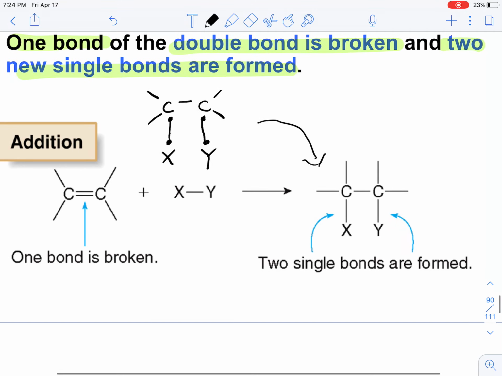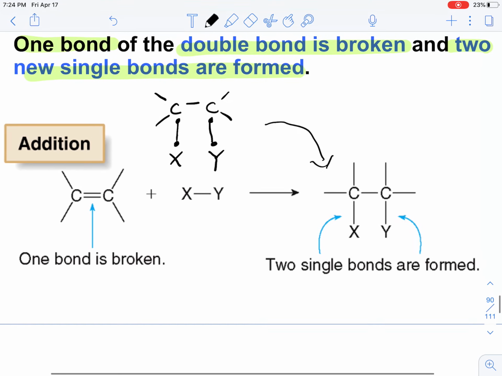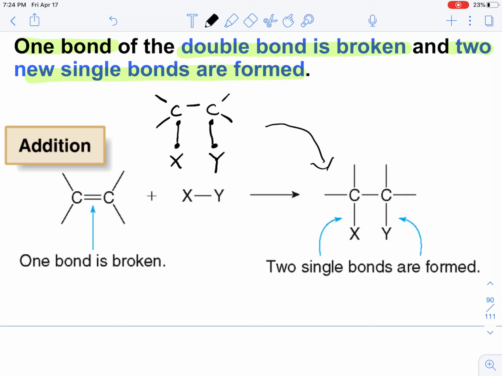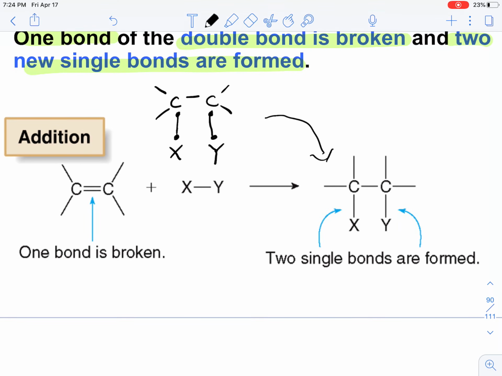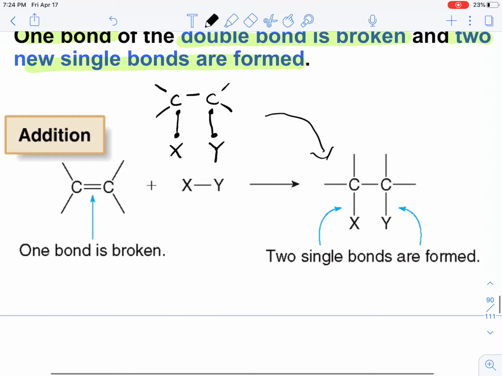Hopefully by going through that motion, you understand how one reactant is added to another. This is only made possible because of that extra bond between the two carbons. If you have a single bond between two carbons, that would not be possible, because then you would break the actual carbon chain into two pieces, creating two new products. But here we're only creating one product.